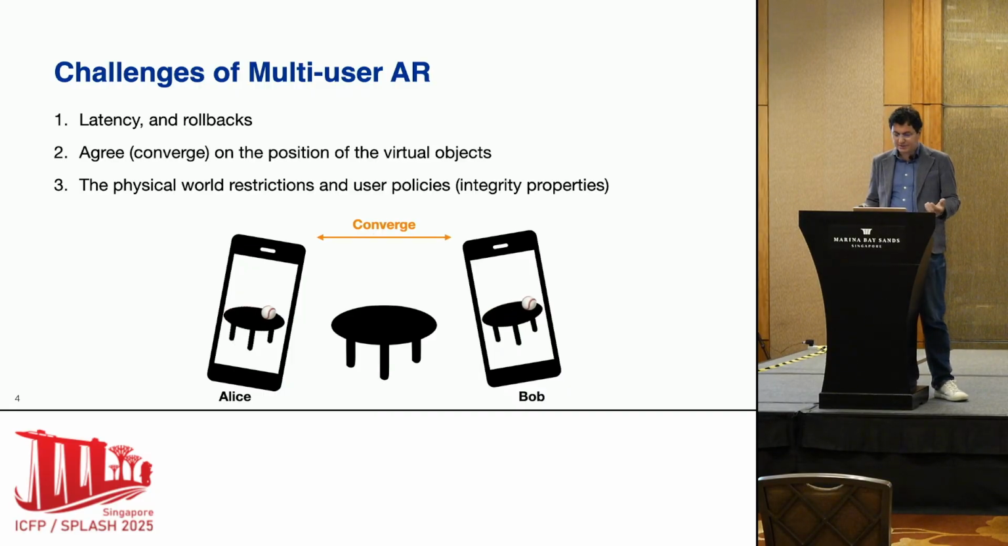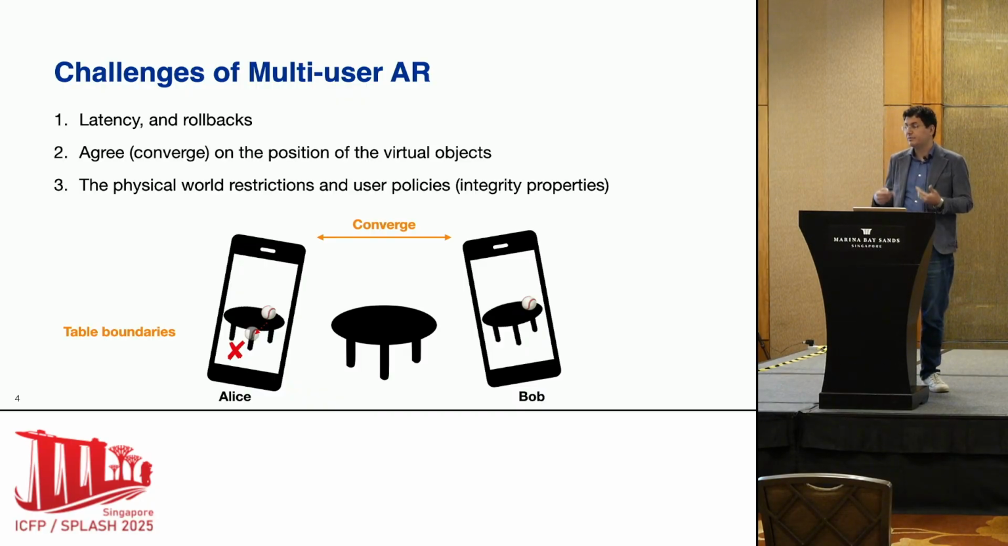And more importantly, we want to respect the physical restrictions. Like, for example, this ball shouldn't go into the table, right? So there are physical restrictions. And there are sometimes user restrictions, user policies. If there is confidential information on a virtual object, maybe it shouldn't go out of the room. These we traditionally call integrity properties of the object.